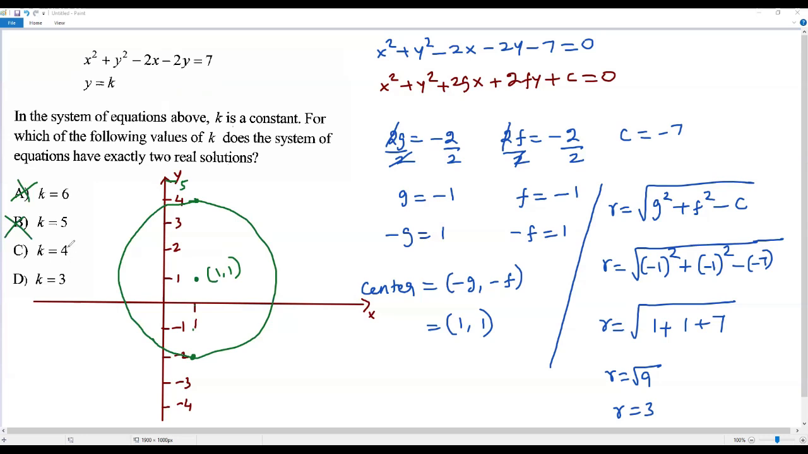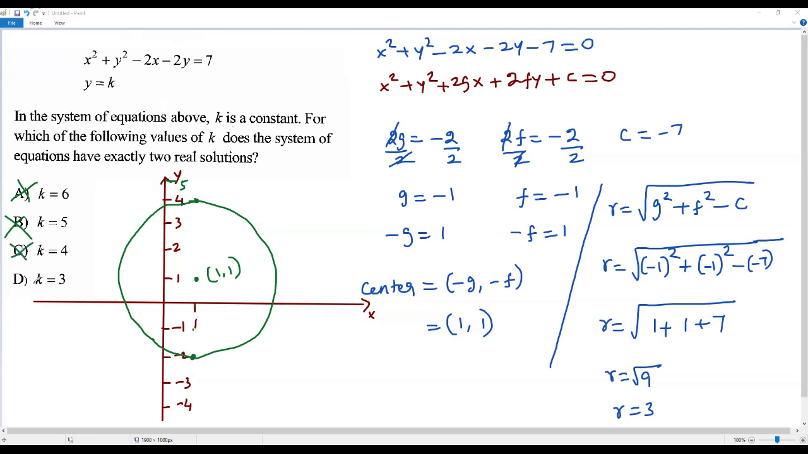Now let me choose k is equal to 4. When k is equal to 4, then this equation will become y is equal to 4. That is, we have to draw a horizontal line through the value 4 on the y-axis. When I do so, let me do it. Okay, so the line and circle intersect at one point. Since the line and circle intersect at one point, there is only one solution for the given system, but we need to get the value of k for which the given system has exactly two real solutions. So we can reject the third answer choice 4 as well.